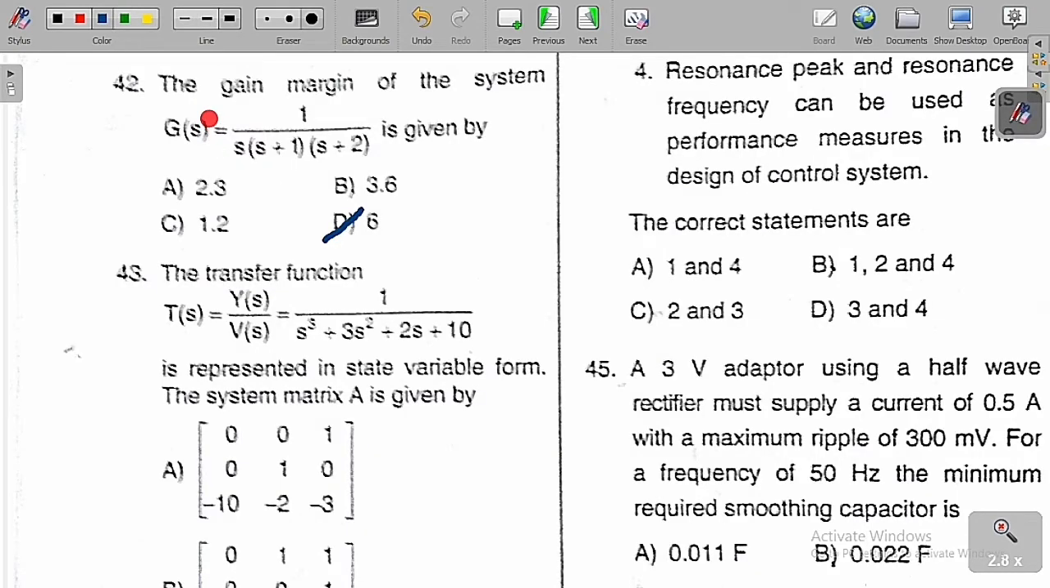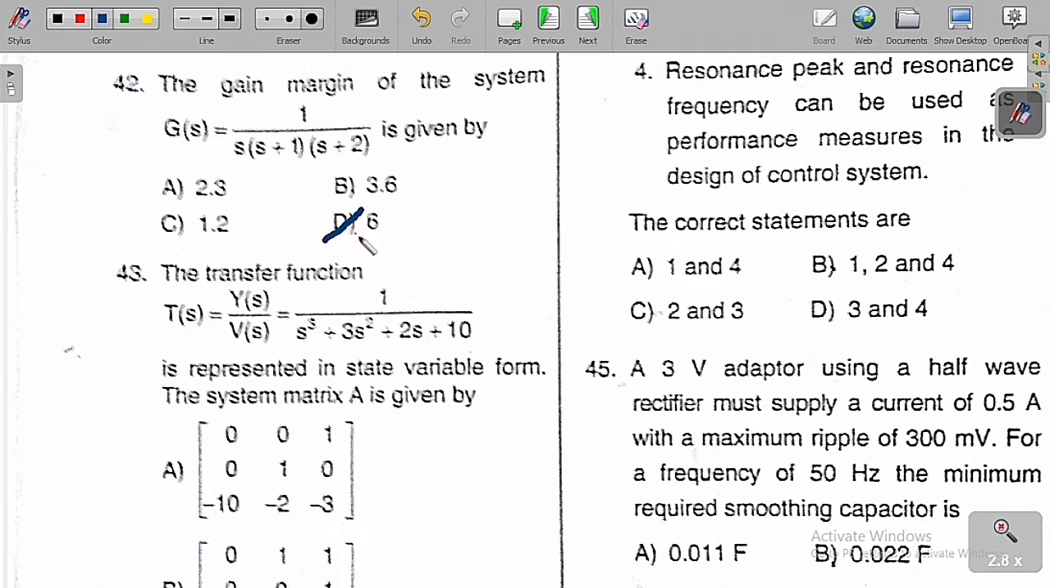So now we are going to solve another question. The gain margin of the system G of S is equal to 1 by S into S plus 1 into S plus 2 is given by. So we have to find what is the gain margin of this system, which is G of S equal to 1 by S into S plus 1 into S plus 2. What are the 4 options? Option D, 6, is the correct solution of this question.